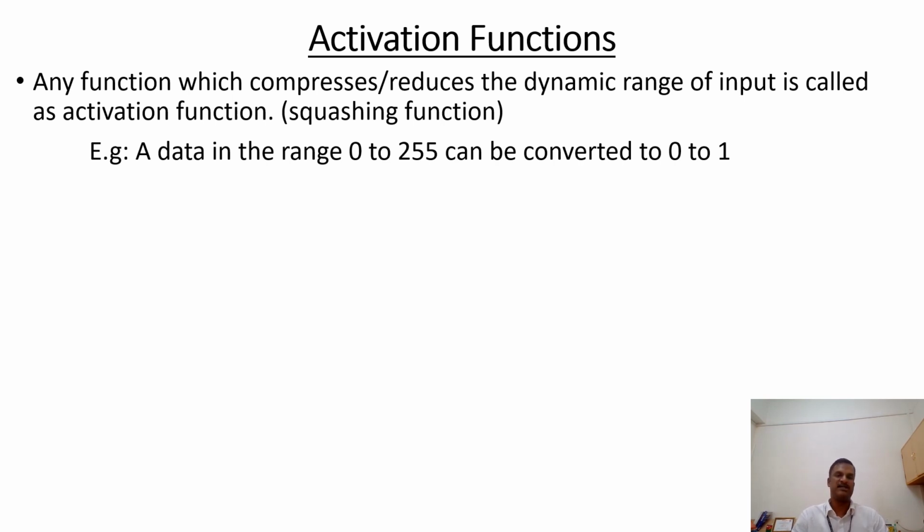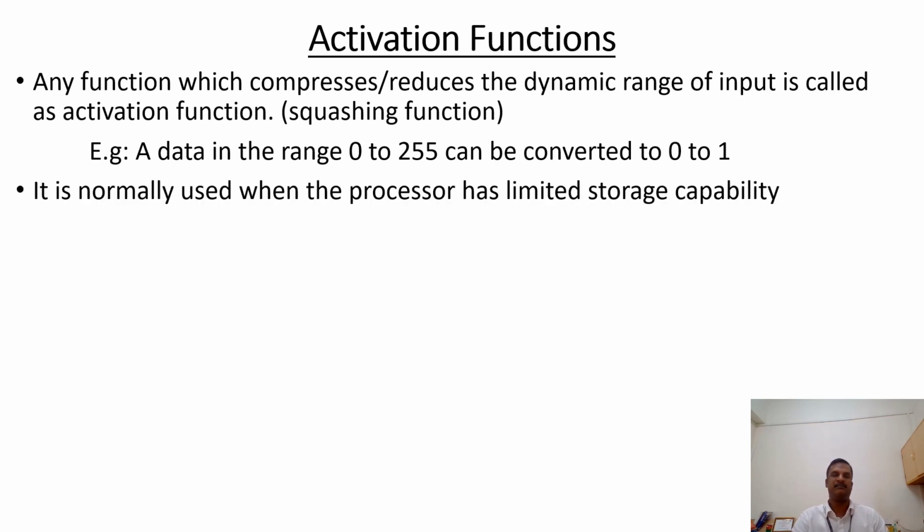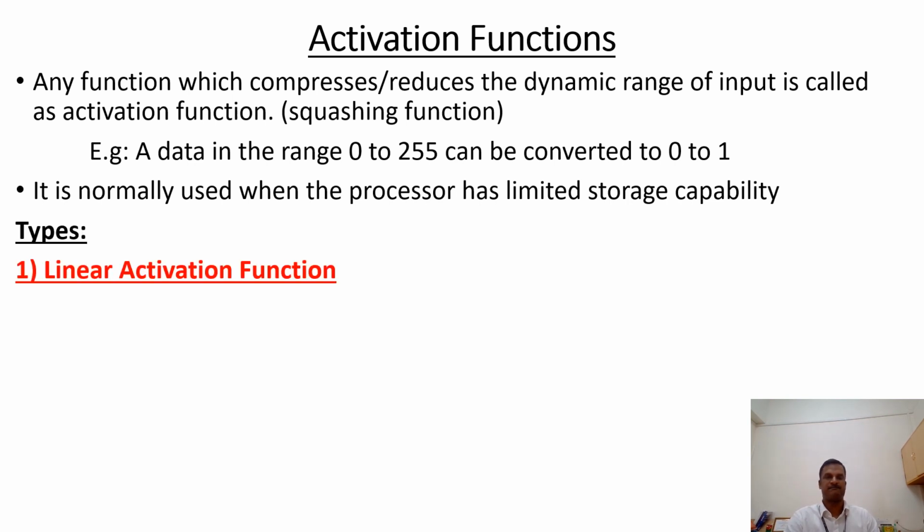A simple normalization process is how you convert your data within the range of 0 to 255 to the range 0 to 1. How do we do that? Just divide it by the maximum value. For 0, it will give you 0. For 255, you will get 1. So intermediate values can be accordingly scaled.